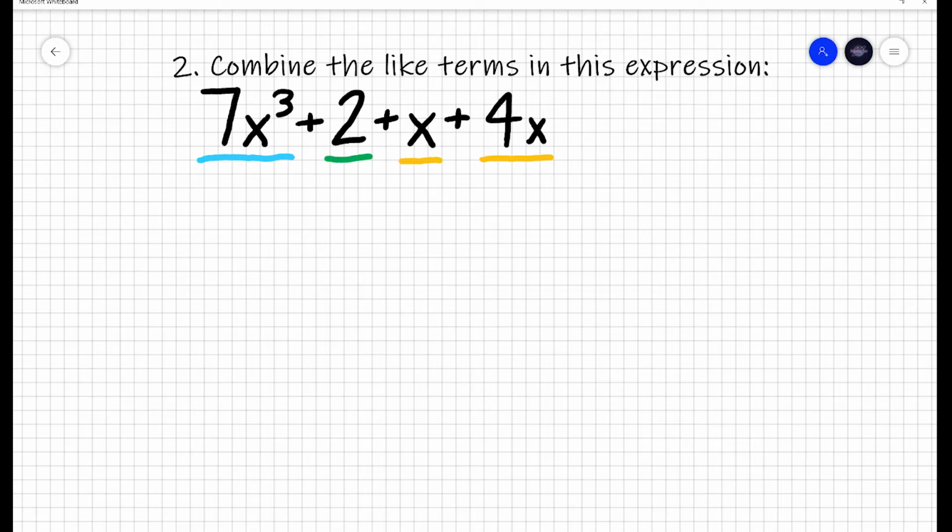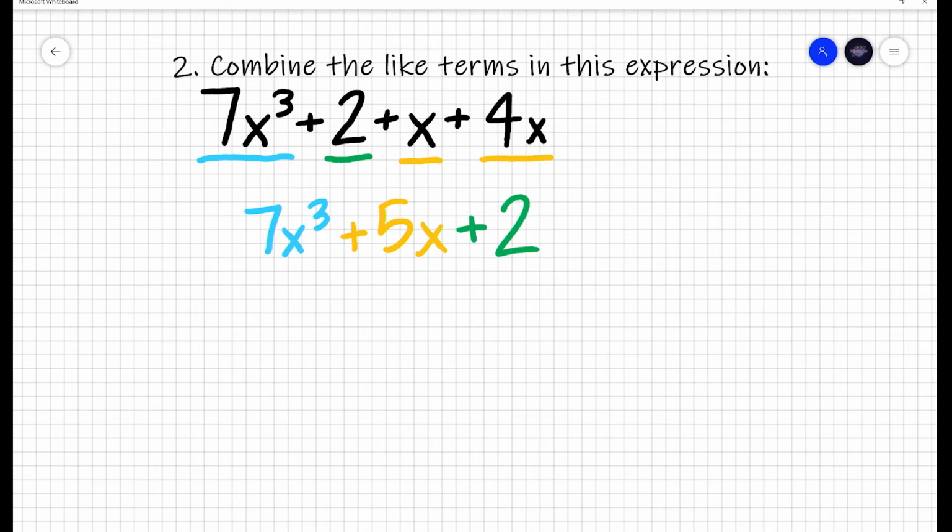So now you would rewrite this as 7x cubed, because there's no other cubed variables, so you can just leave it alone, don't do anything to it. Next, you can move on to these terms. You can add these, so basically you just do 1 plus 4 because no coefficient equals 1. And that's obviously going to give you 5x, because 4 plus 1 is 5. And finally, you got the constant, which is just 2, because you left it alone.